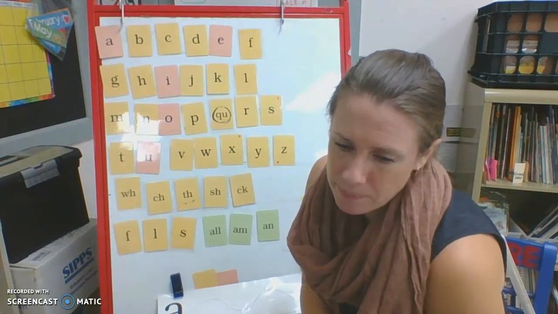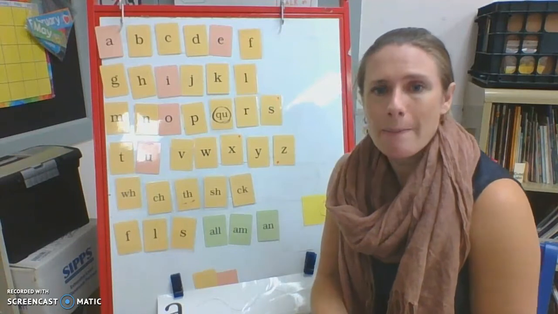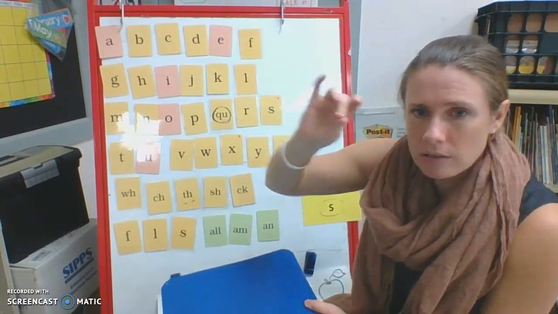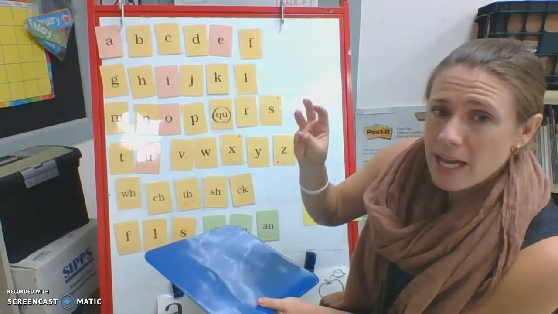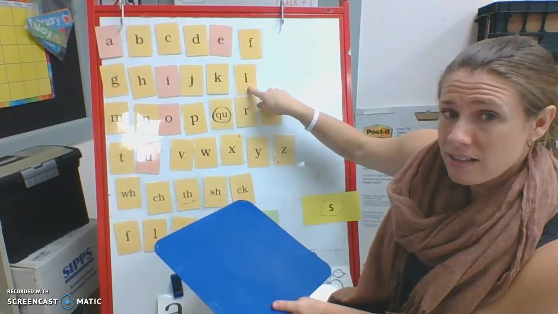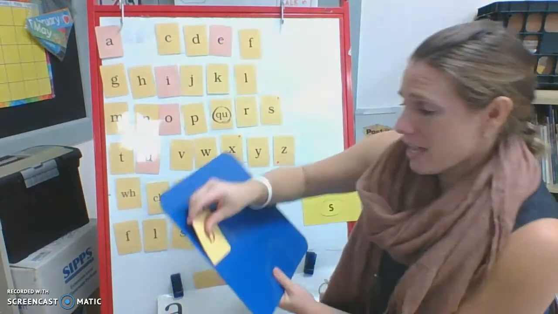Okay, try this one. Bills. What's the base word? Bill. Let's tap it. B-I-L. Spell it. B-I-L. Wait a second. When it ends in L, what is that going to mean? Good for you. A bonus letter. We'll double it. Go ahead.